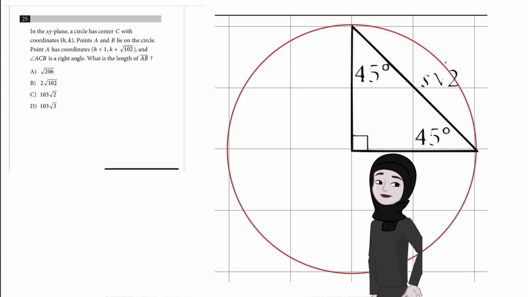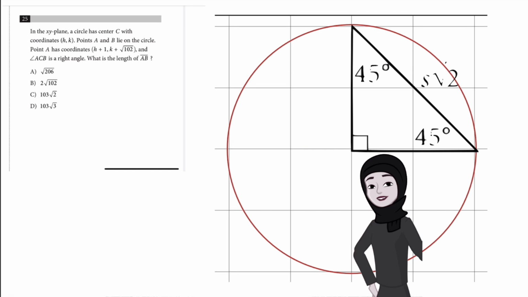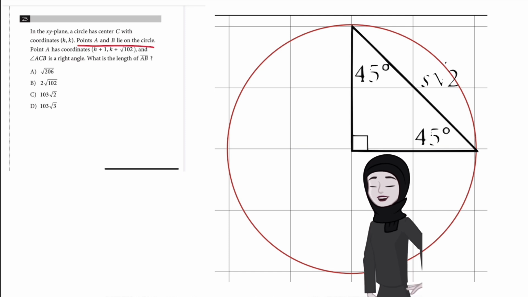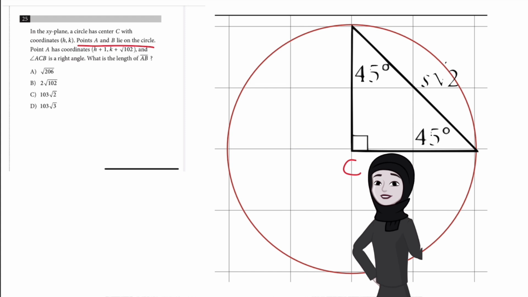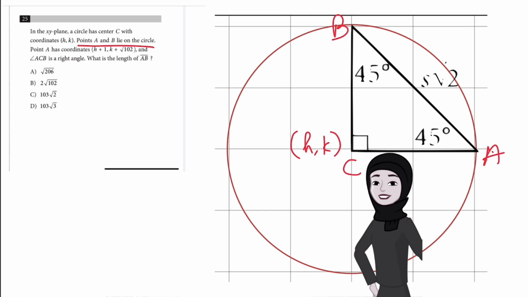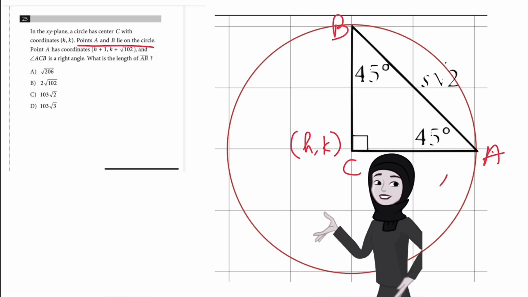So first of all, there is no diagram given with the question, but if we have to draw it, we will first draw a right angle triangle inside a circle to just see, because it says that a circle has center C. Let C be the center of the circle, and this has the coordinates h, k, the center. Then points A and B, they lie on the circle. So we can just mark A and B like this.